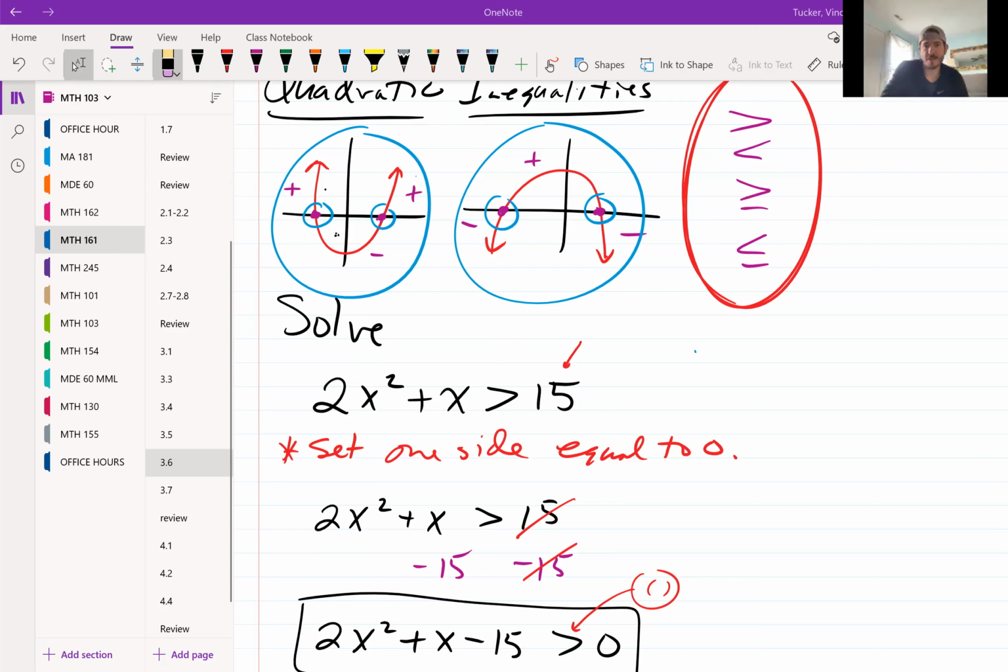Is that greater than symbol supposed to have the parentheses? Is that why you have that circled up there? Yeah, it's going to connect when we go down further. Yep.